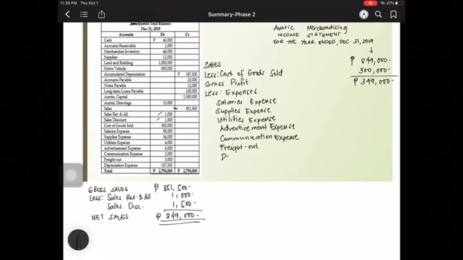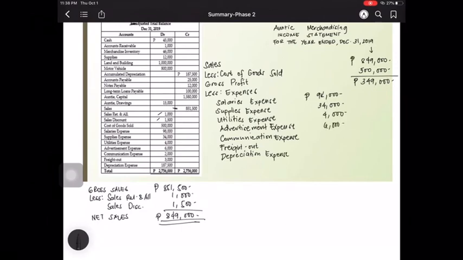And lastly, you have your depreciation expense. Okay, so let's total the amounts. We have salaries expense for 98,000. We have supplies 34,000. We have utilities expense 4,000. Advertisement expense of 6,000 pesos. We have communication expense 2,000. Freight out of 3,000 pesos. And lastly, a depreciation expense of 187,500.